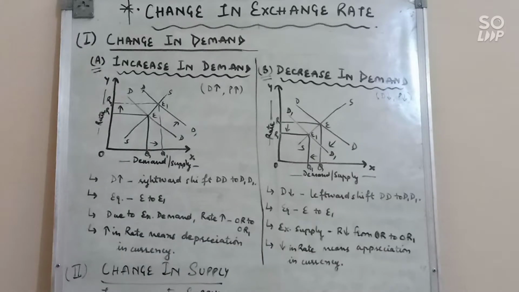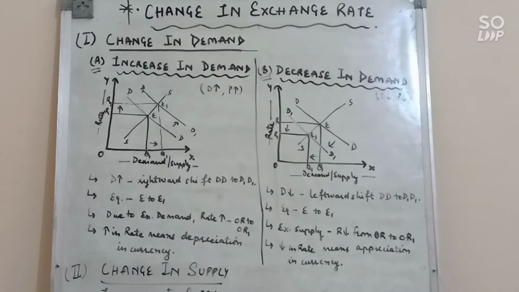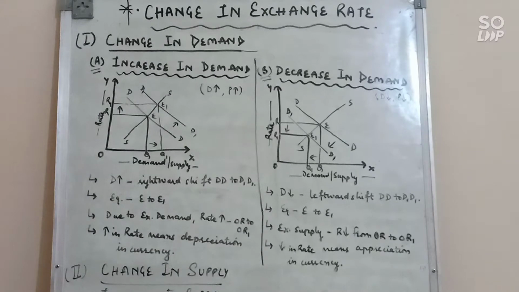Clear? The next topic is change in exchange rate. We have already discussed under flexible exchange rate that if there is an automatic mechanism, it means with the change in demand and supply, the rate will also change. So let's see when there is a change in the exchange rate. There are only two reasons: a change in demand or a change in supply.